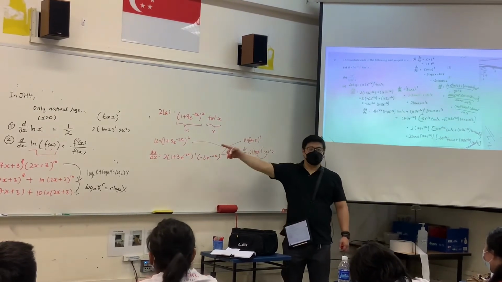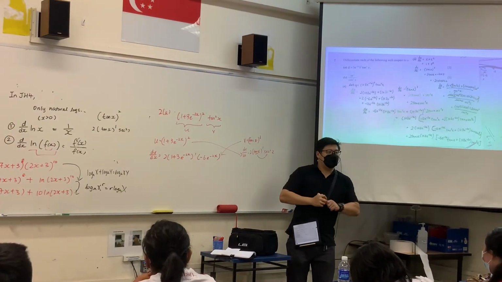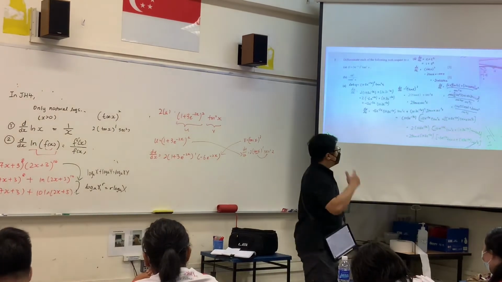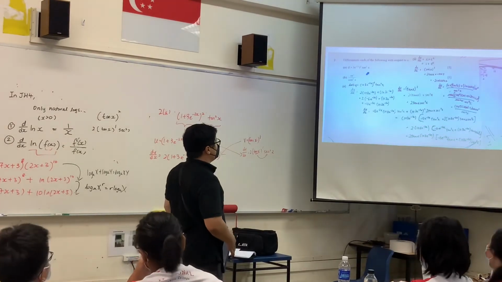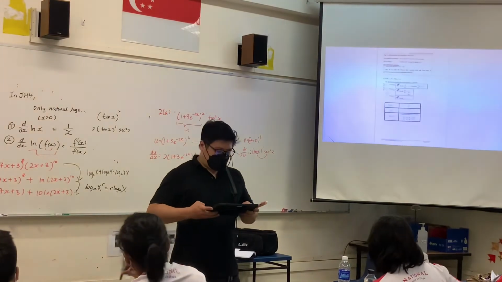Okay, so you just take this part, then you copy out. Even if you never simplify, you get the majority of the marks. Okay, so I'll go through the rest tomorrow. I'll go through 3B tomorrow. So tomorrow I'll start on part 3.